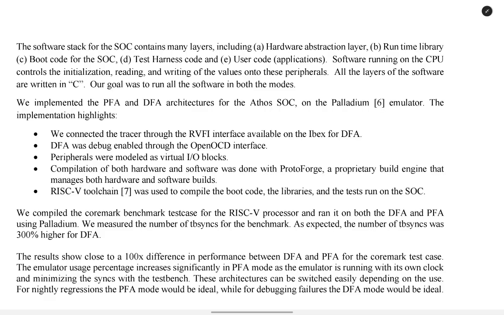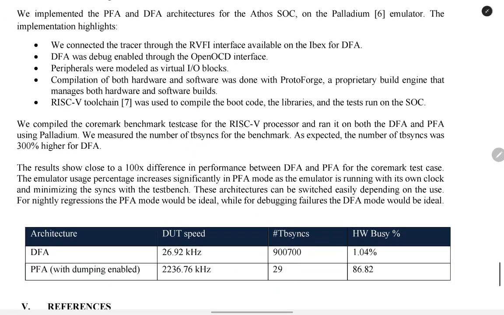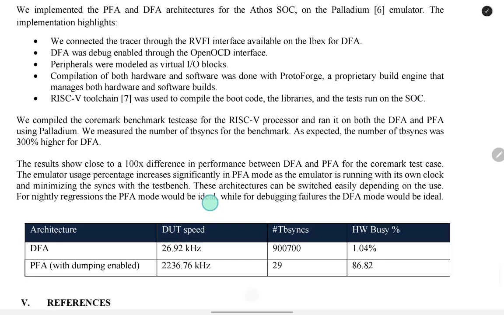The implementation highlights: we connected the tracer through the RVFI interface available in the Ibex for the DFA. DFA debug was enabled through the OpenOCD interface. Peripherals were onboarded as virtual I/O blocks. The compilation of both hardware and software was done with ProtoForge, a proprietary build engine that managed both hardware and software builds. The RISC-V toolchain was used to compile the boot code, the library, and the tests that run on the SoC.